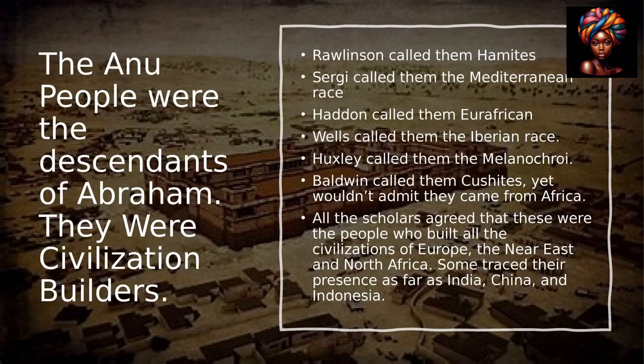Mela Okra. Baldwin called them Cushites, yet wouldn't admit they came from Africa. All the scholars agree that these were the people who built all the civilization of Europe, the Near East, and North Africa. Near East is still Northeast Africa. I don't know why they keep using it, because Near East or Middle East is a relatively new term. It's not an ancient term. So there was no such thing as that name back then.